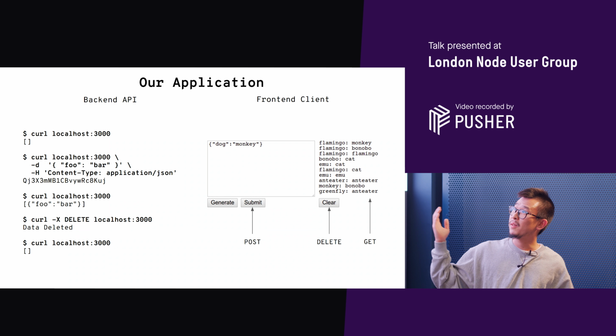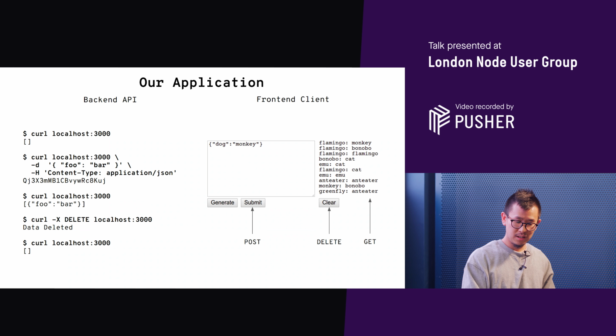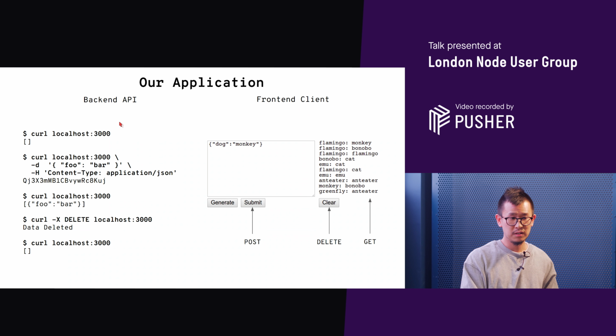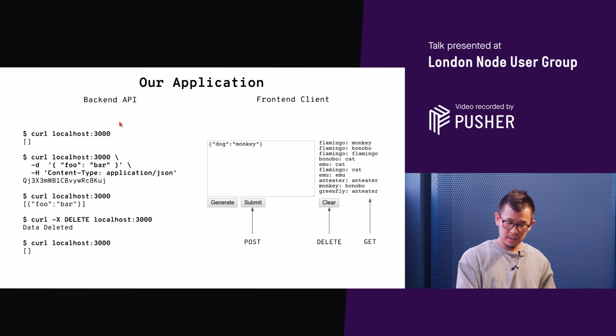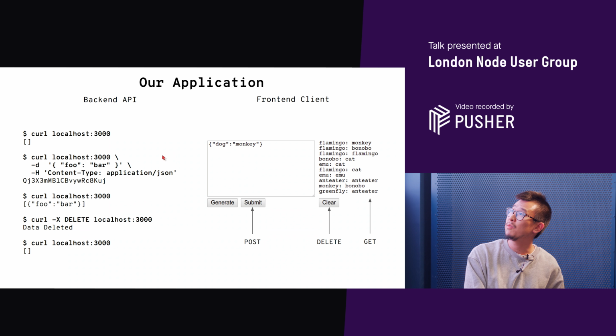So this is the application I'm going to be building. Basically it has a front end, a back end, and a database using Elasticsearch. In the front end, it's basically just a text area. You press a button, it generates a JSON object. You submit it, it goes to the back end, which saves it in the database.